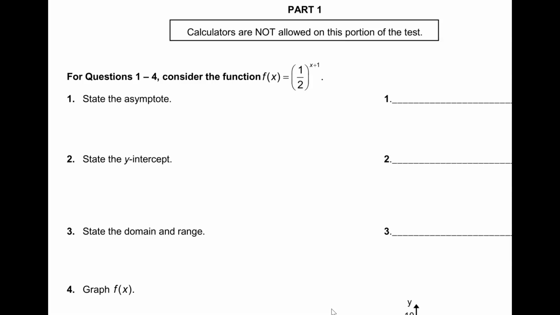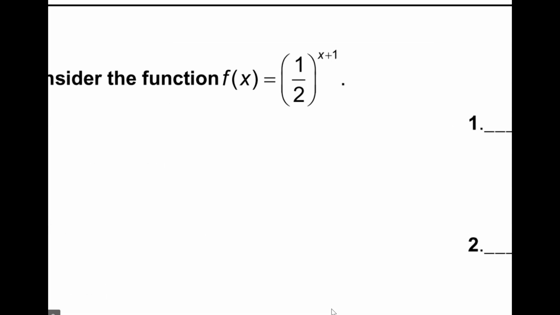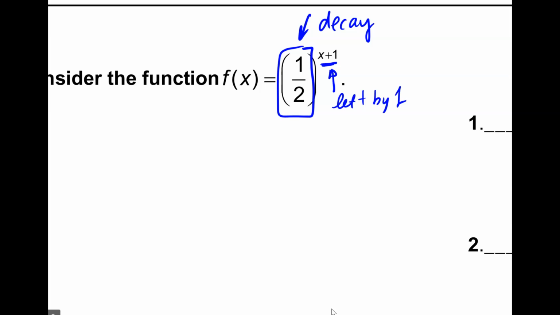Okay, so let's go through this. Consider this function, 1/2 to the x plus 1. So step by step, this 1/2, is this going to be growth or decay? Decay, because the 1/2 is between 0 and 1. And then what about this x plus 1? What is this going to do with our graph? Yeah, left by 1. Okay, so we already have an idea of what this is going to look like.